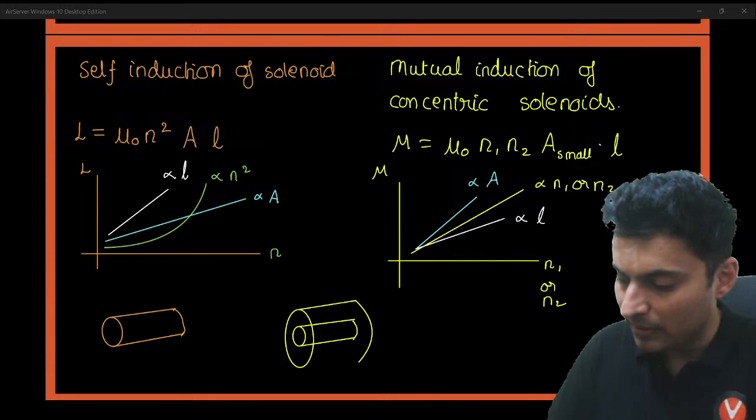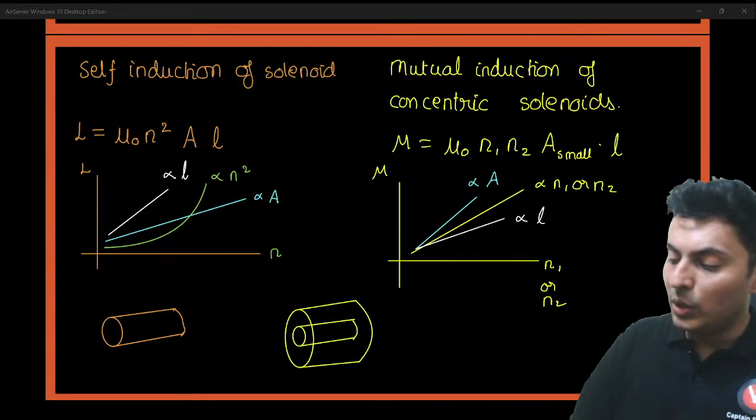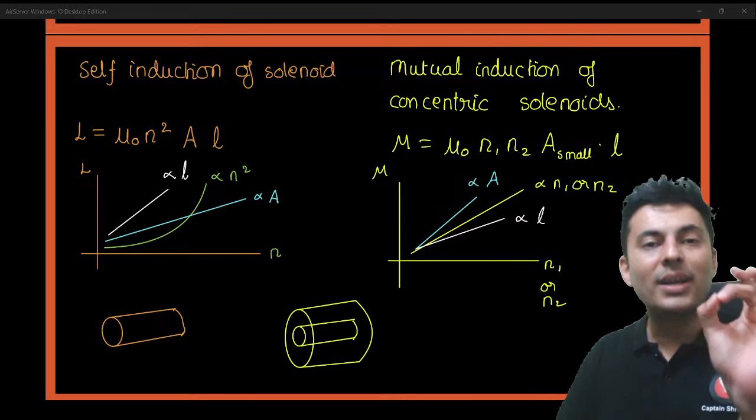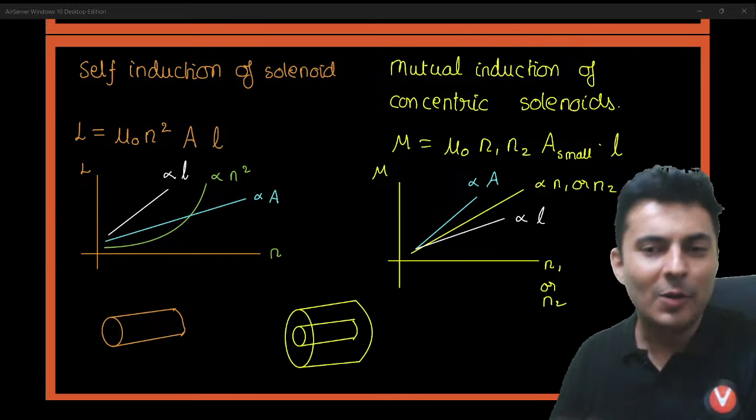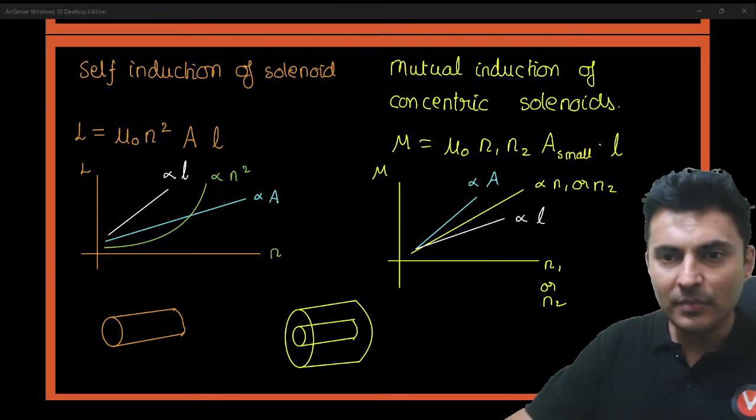That's how the diagrams look. N1, N2 are the number of turns per unit length for the inner and the outer solenoids. That's all. Great.